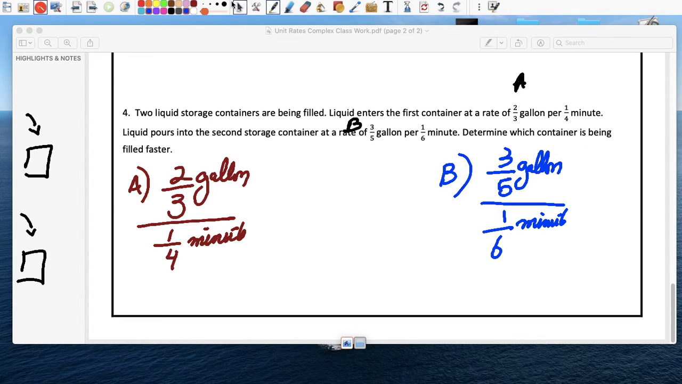Well, otra vez, like this, I can't compare. I don't know. Yo no sé quién va a ser primero. Por eso, I want you to find a unit rate. I'm going to change this to 1 minuto. Y voy a cambiar esto por 1 minuto. Ahí sí podemos comparar. So let's do this one first.